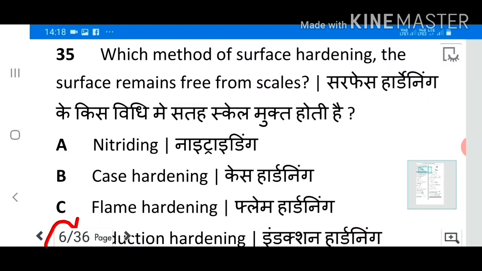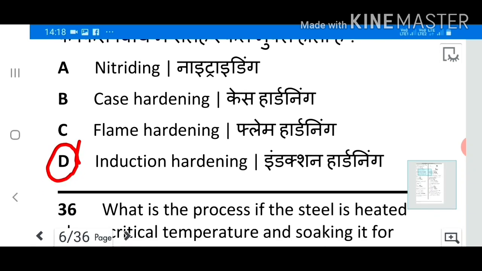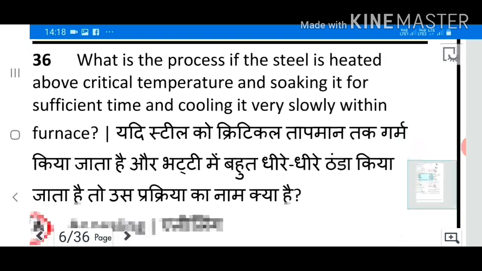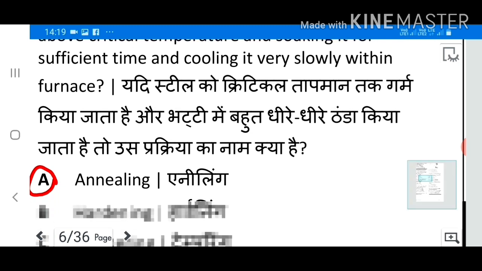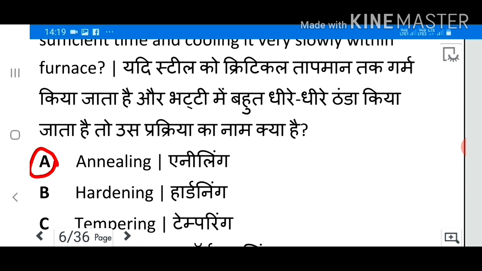35. Which method of surface hardening leaves the surface free from scales? Answer D. Induction hardening. 36. What is the process if the steel is heated above critical temperature and soaked for sufficient time and cooled very slowly within furnace? Answer A. Annealing.